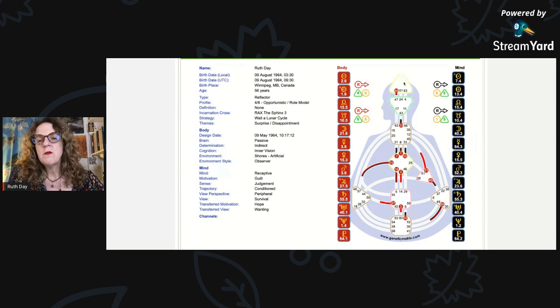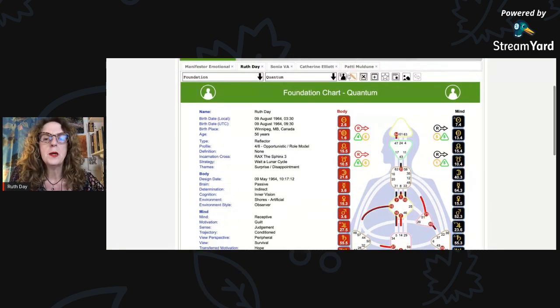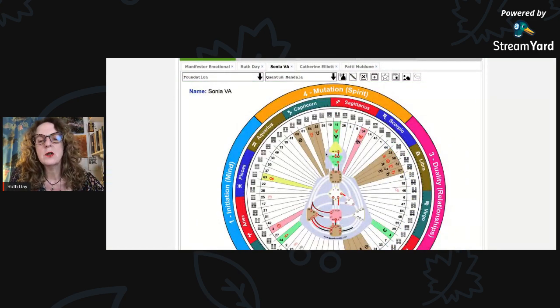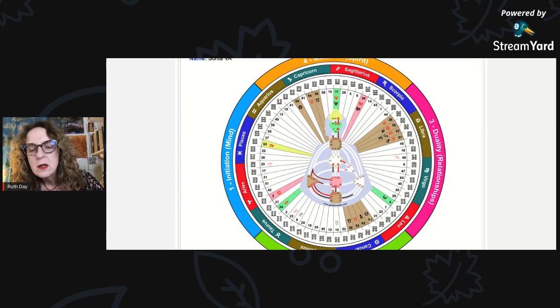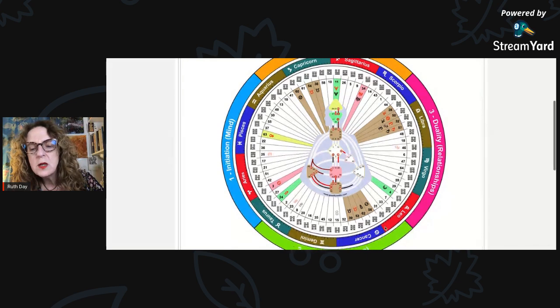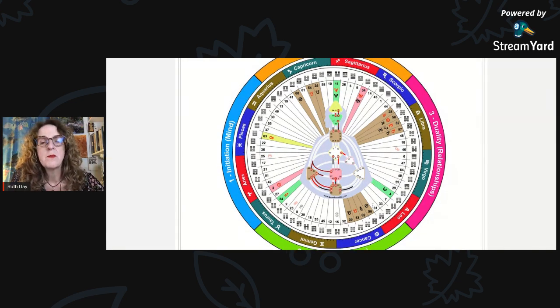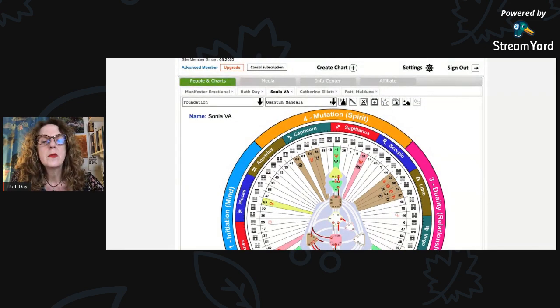What's interesting about reflectors is that none of these centers are colored in. There is no definition. So I'm going to pull up a generator's chart, and see, I've got the bigger mandala here, so you can see this person. If you look for their design sun, they are in gate 56, which means they were born somewhere between a Leo and Cancer cusp. So if we just go back to the regular one.